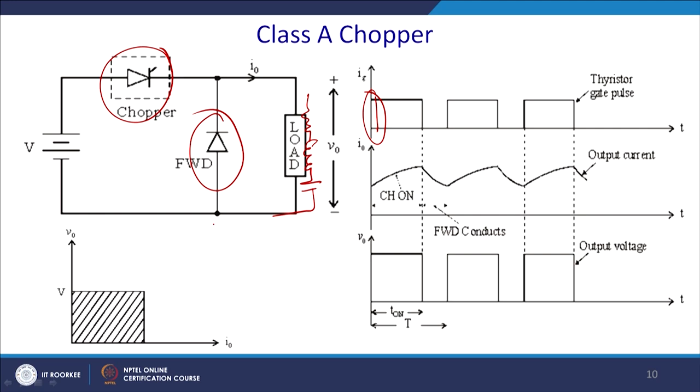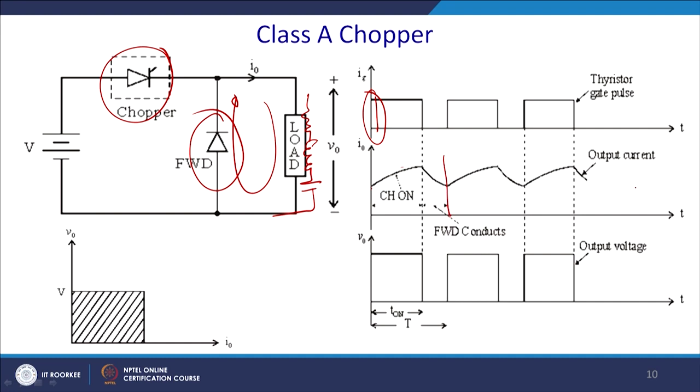You assume that the inductance is quite high, and due to the heavy torque the current is continuous. So, you will have current once it is switched on. The current will rise like this. Once it is switched off, the current will freewheel through the diode. So, current will drop and so on, it will continue.